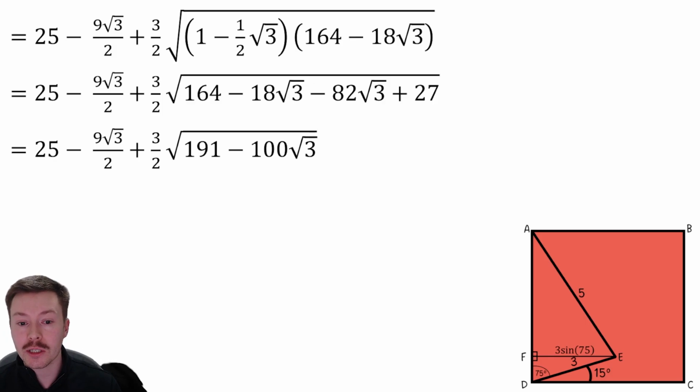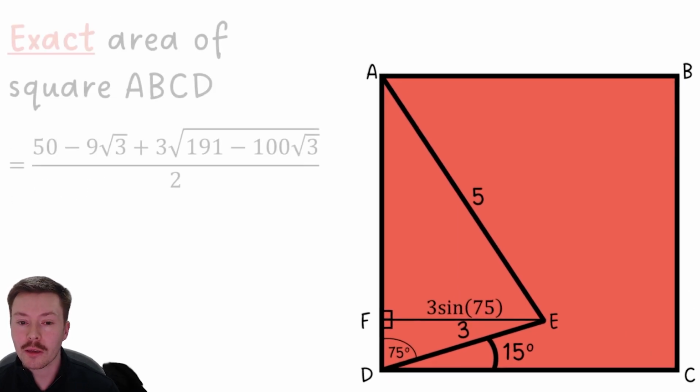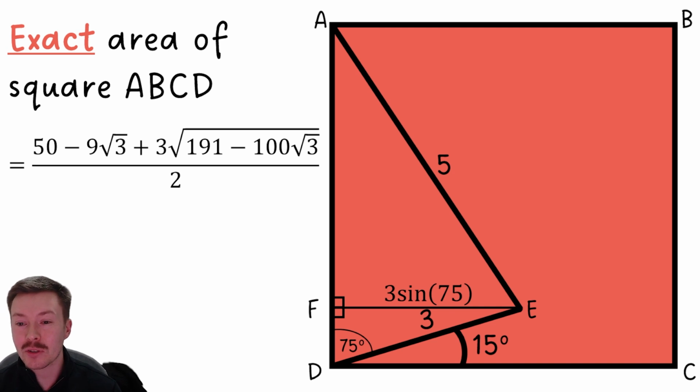The only thing we need to change is that 25 into 50 over 2, and that gives us that the exact area of square ABCD is (50 minus 9 root 3 plus 3 root (191 minus 100 root 3)) over 2, which is a mouthful, but yeah, that's what it is. And as a decimal, that's about 23.5. So if you did it as a decimal answer, 23.5 approximately, or rounded, but that is the exact area there.